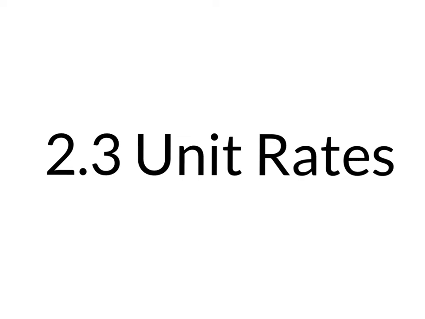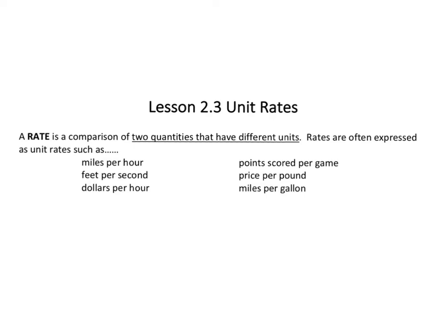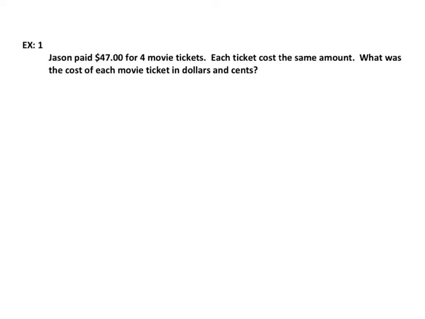Today we are going to talk about unit rates. A rate is a comparison of two quantities that have different units. Rates are often expressed as unit rates such as miles per hour, feet per second, dollars per hour, points scored per game, price per pound, and miles per gallon.